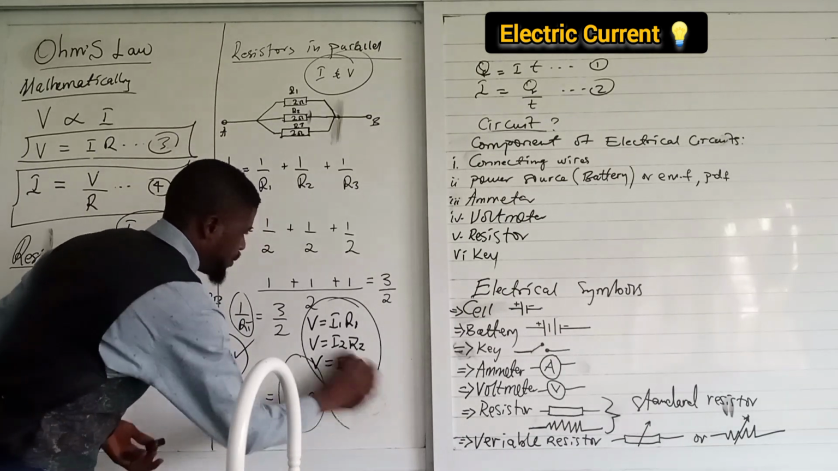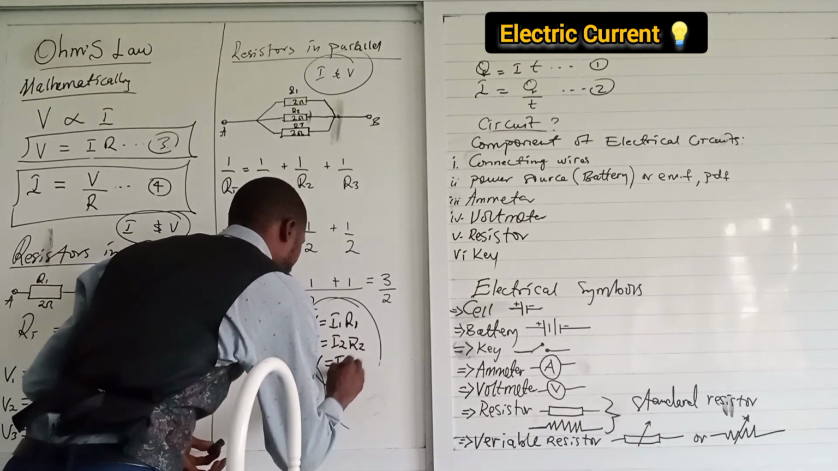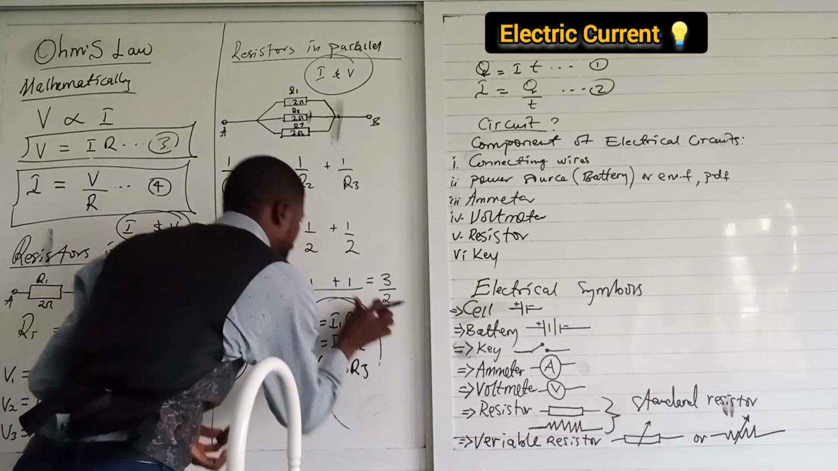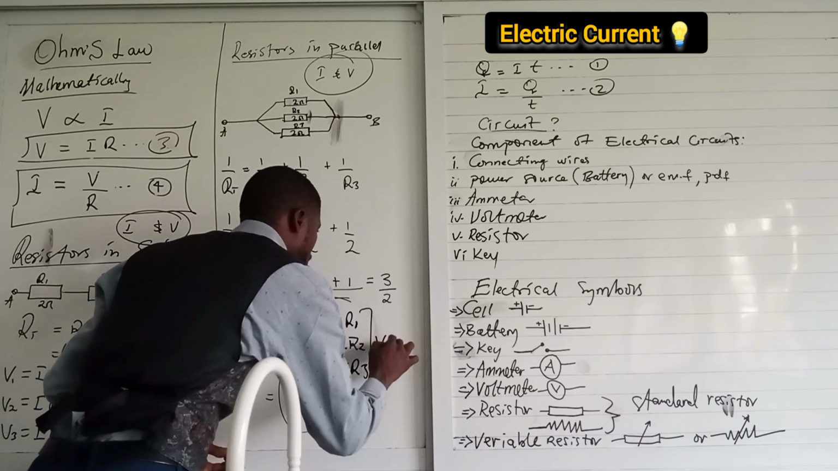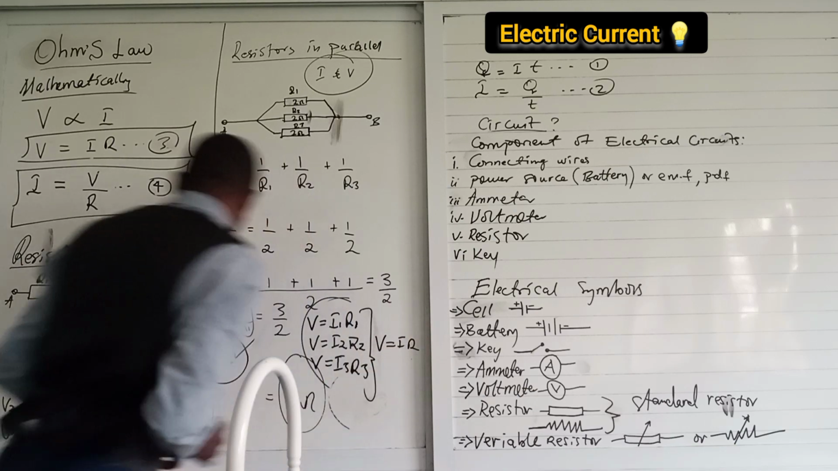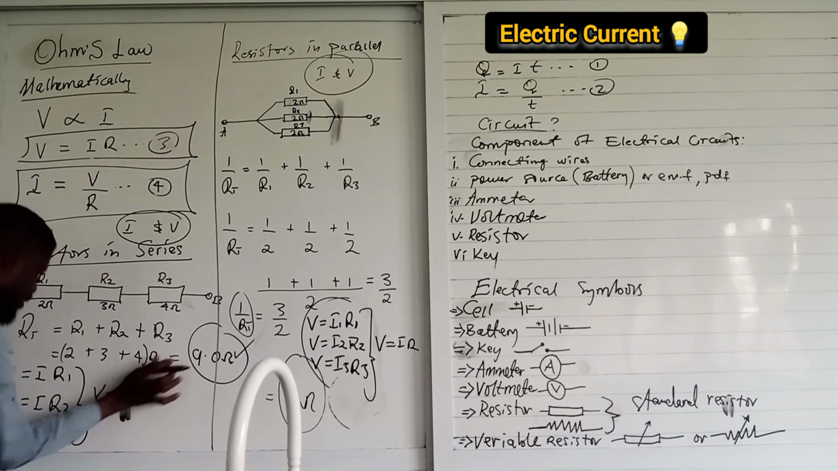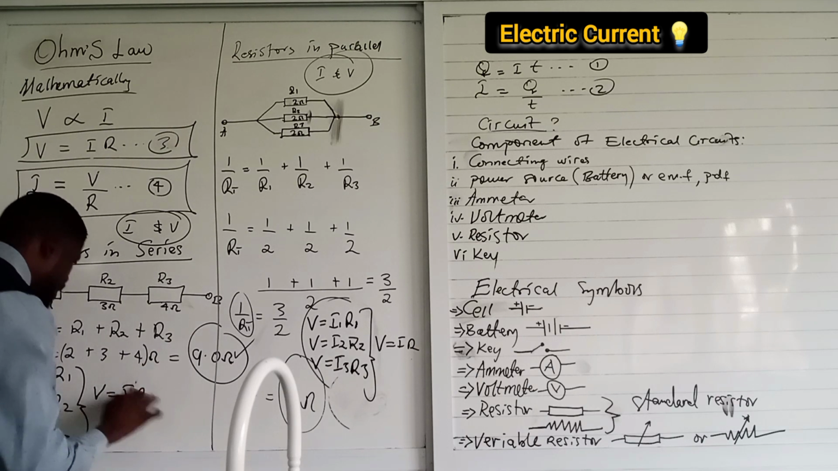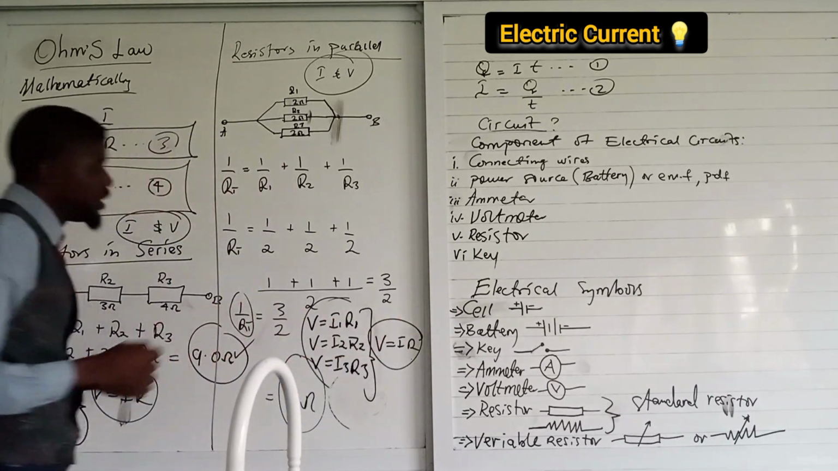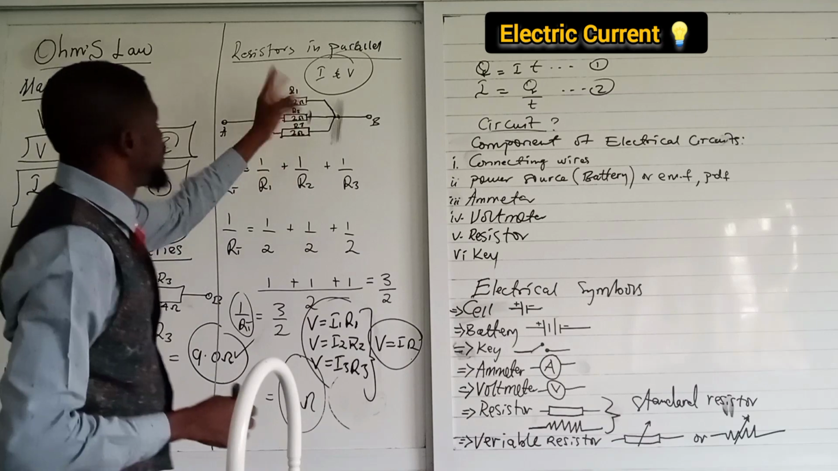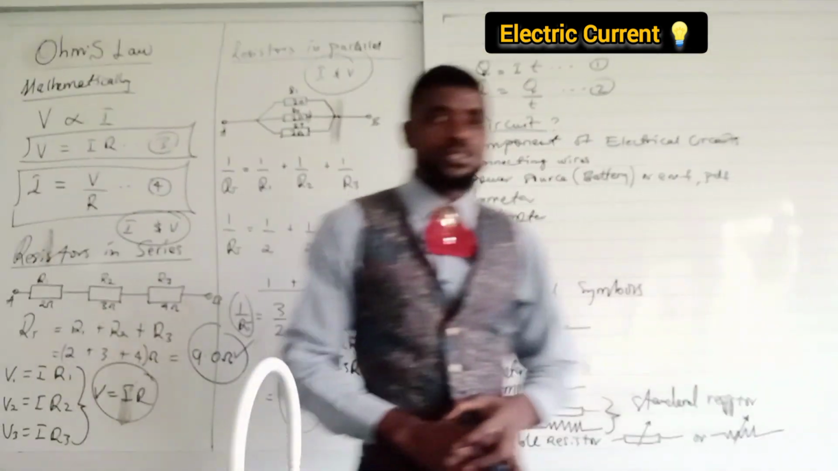Let me rewrite this. I3R3. So this is the customized Ohm's law, V is equal to IR. So this is a customized Ohm's law equation for resistors in parallel and resistors in series.